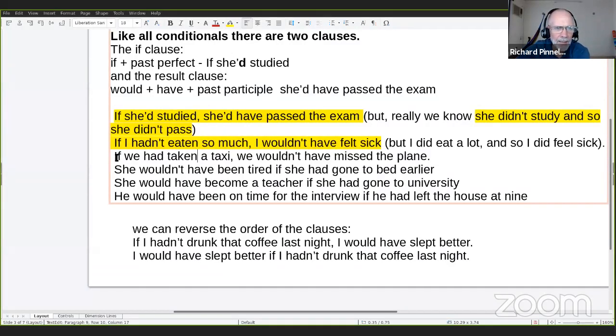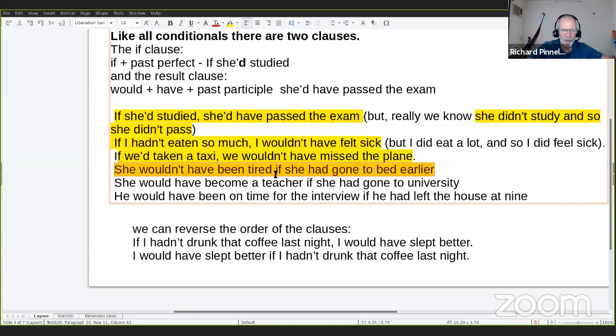If we had taken a taxi, we wouldn't have missed the plane. Again, here I would contract this. Here I'm using the negative contraction. So, if we'd taken a taxi, we wouldn't have missed the plane. She wouldn't have been tired if she'd gone to bed early. Notice with these ones that it's in reverse.